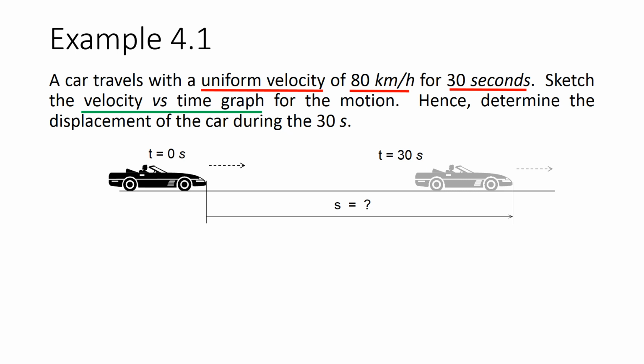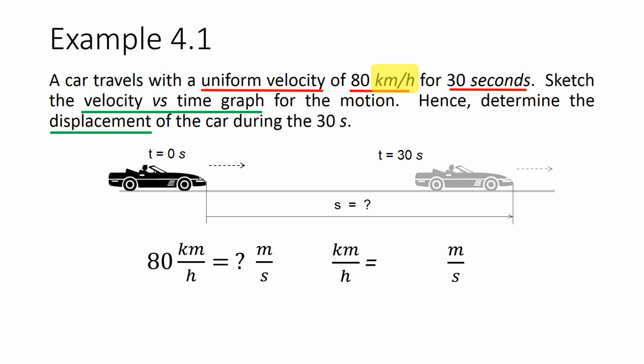In this example, the car has a uniform velocity of 80 km per hour. You notice that this is a non-SI unit for velocity. So we have to convert 80 km per hour to meter per second. Now let me share with you a systematic way whereby we can learn how to actually convert one unit to another. First and foremost, just write down the units of interest that you want to do the conversion. In this example, it is to convert kilometer per hour to meter per second.